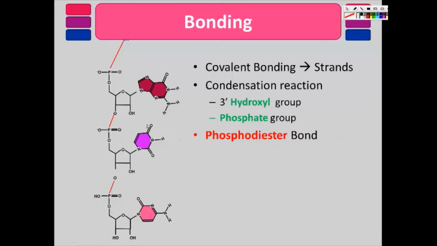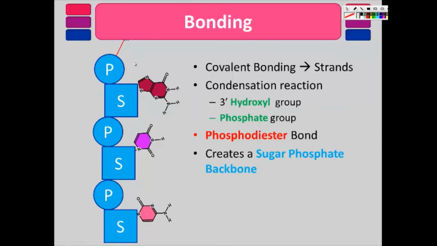Phosphodiester bonds create a strand with a repeating sugar-phosphate pattern called a sugar-phosphate backbone. The bases project out from this backbone like teeth on a comb. This leaves them open to associate with other strands of nucleic acids.